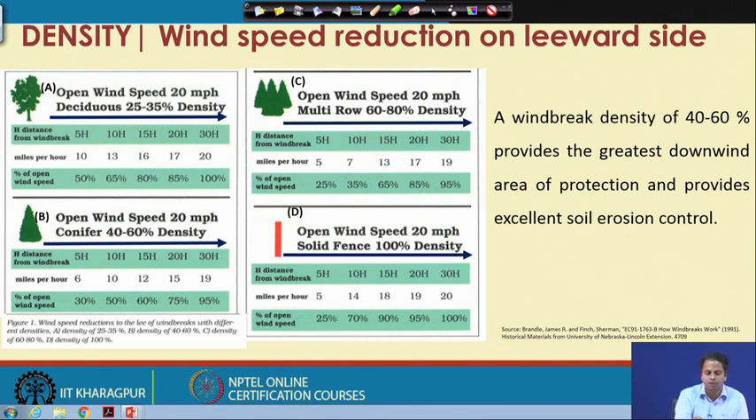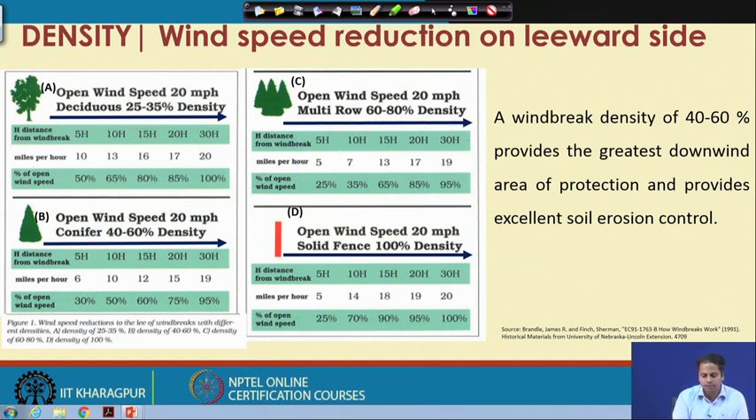whereas in case of multiple rows of conifer trees with a density of 60 to 80%, we get almost similar to that of case B, but slightly improved. But over 30 H we get almost similar reduction. So, its effect is most visible near the windbreak. Here 75% reduction as compared to the 70% reduction here.